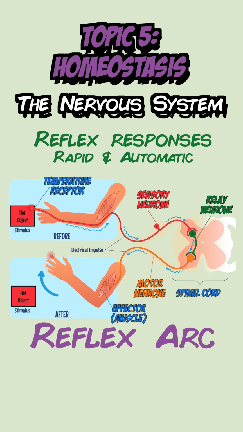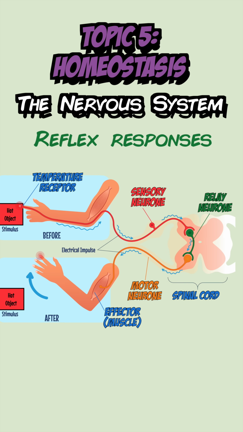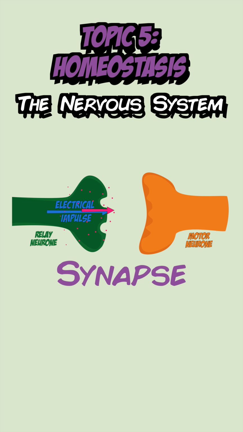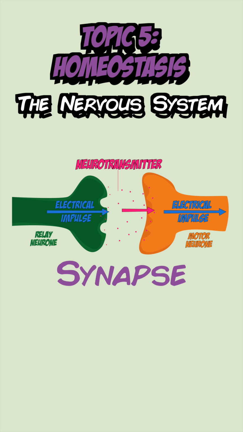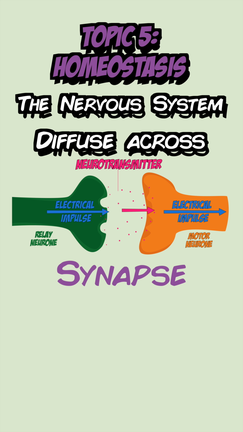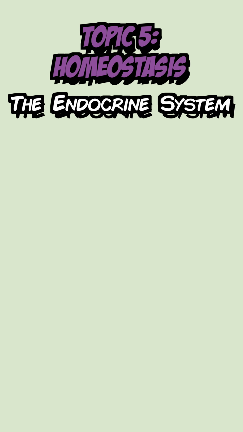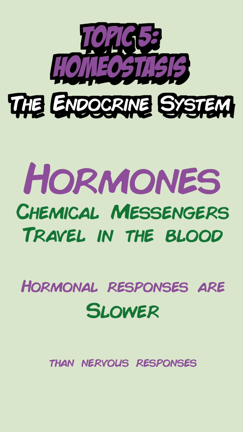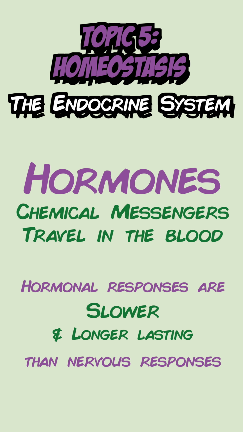Reflex responses are rapid and automatic, which is useful as it can protect a person from injury. Gaps between neurons are known as synapses, and here the impulses move across the gaps in the form of neurotransmitters, and they move across by diffusion. The endocrine system also transfers messages around the body, but these are in the form of chemical messengers known as hormones instead of electrical impulses. These travel around the body in the blood instead of neurons. Hormonal responses are slower than nervous responses, but the effects are longer lasting.